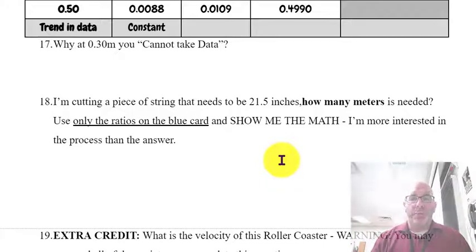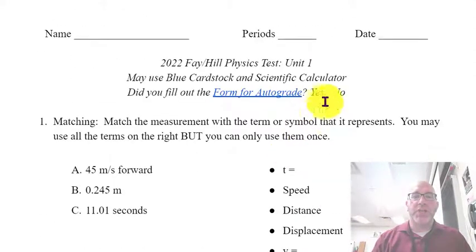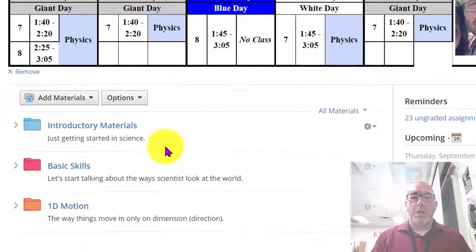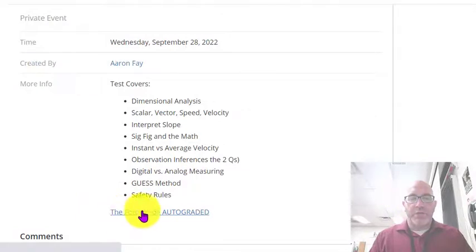When you are done at this point, you have a decision to make. Would you like to add the information that you have put into the computer so that I can auto-grade it and get your results to you faster? Or are you willing to wait a little while and just have Mr. Fay grade it by hand? If you are interested in the form auto-grade, please open up Schoology. Go to the test and click on the form to be auto-graded right here.